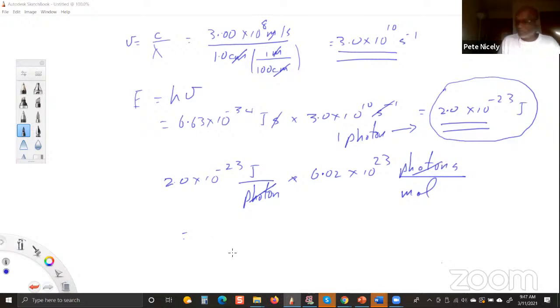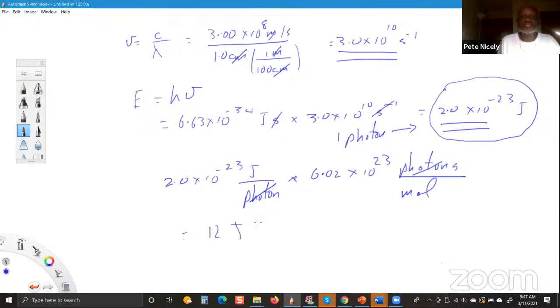But I'm not finished yet because I need to multiply 2 times 10 to the minus 23 by 6.02 times 10 to the 23. And according to my calculations, rounded off to 2 sig figs, that would be 12 joules per mole. So that would be the answer for the B part of number 3. Any questions about this? Okay. Moving along.